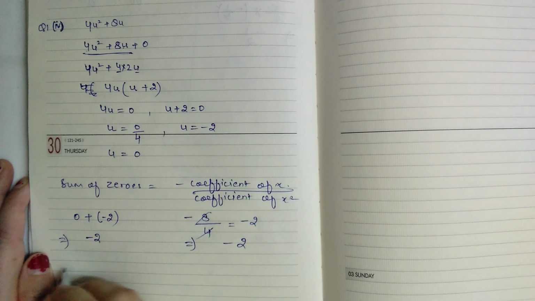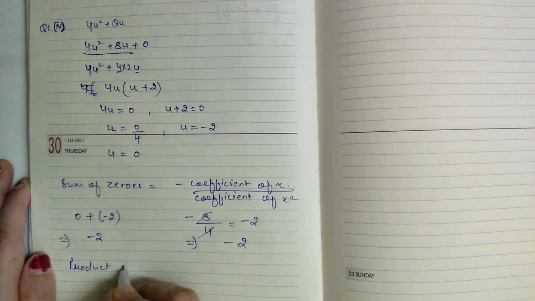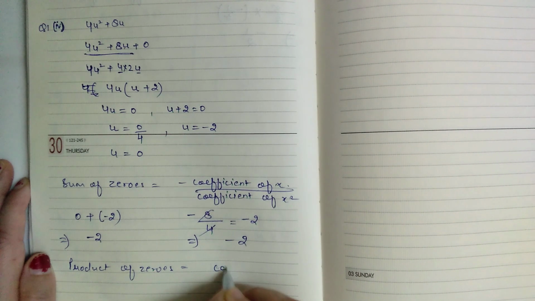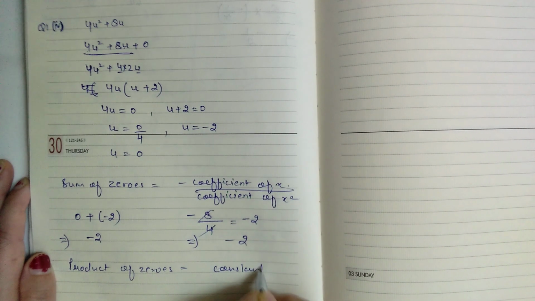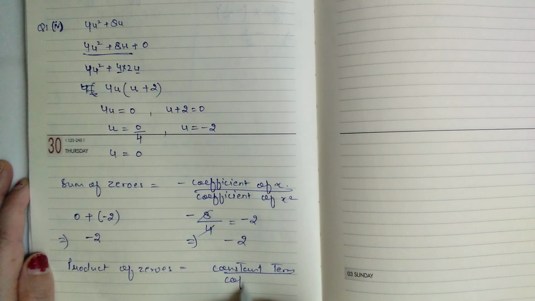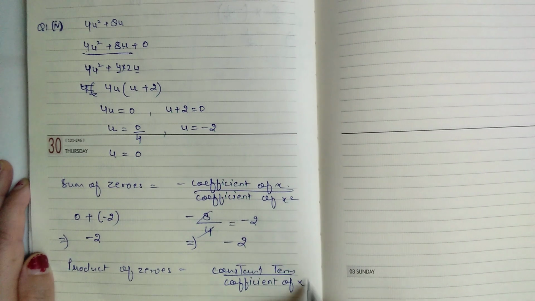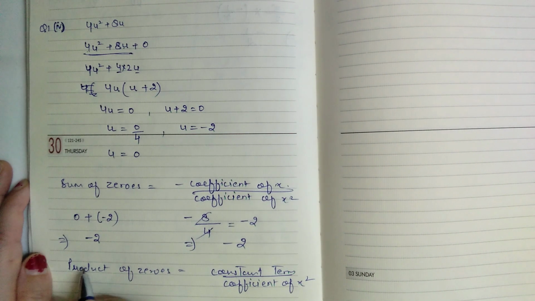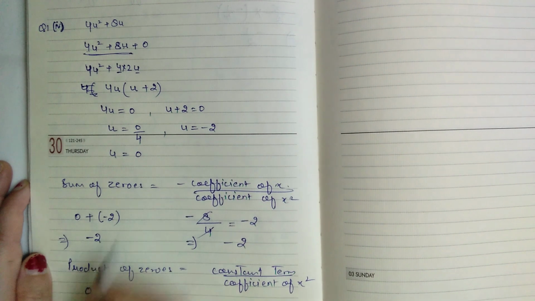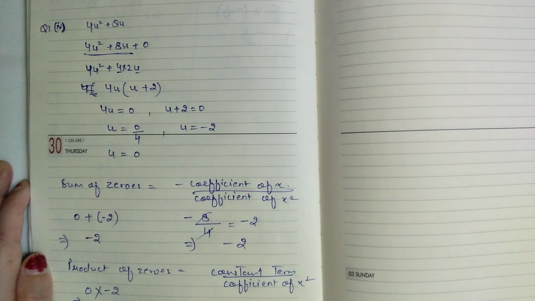Okay, now the same for product of zeros, which is equal to constant term upon coefficient of x square. So product of zeros, that means one zero is 0 and the other is minus 2, so आप multiply करेंगे, you will get 0.